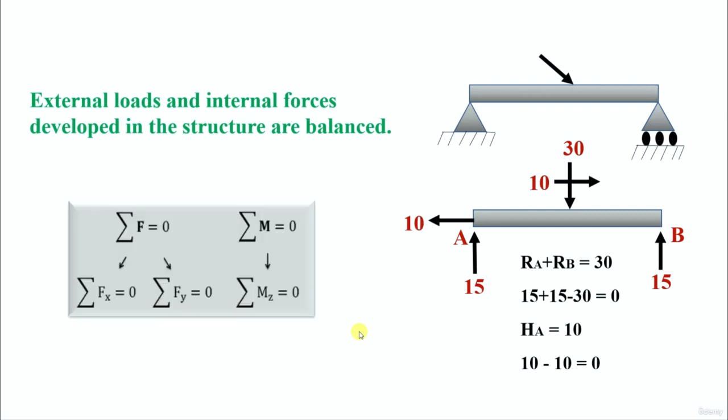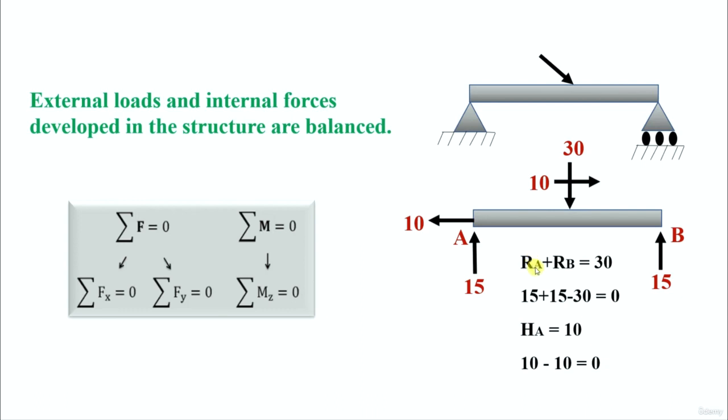So here what we have to do is apply the equilibrium equations. What is our equilibrium equation? Here there will not be any moment since we don't have a fixed support. So we'll have only forces, summation of forces is equal to 0. Let's keep the supports as A and B. RA is the reaction here, RB is the reaction here. So RA plus RB is equal to 30. This is the internal forces and this is the external applied load.